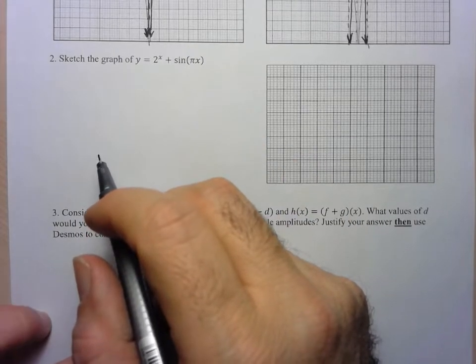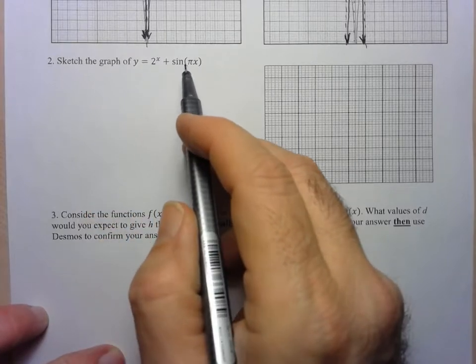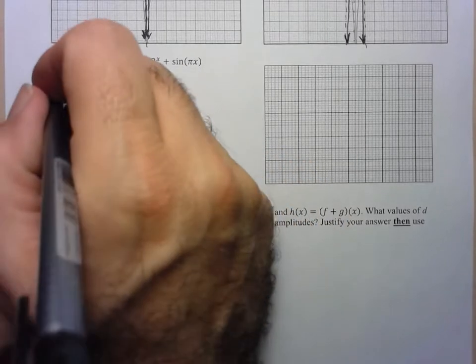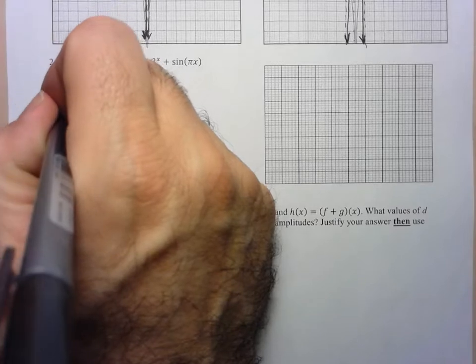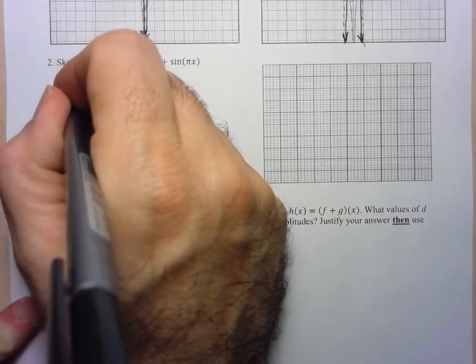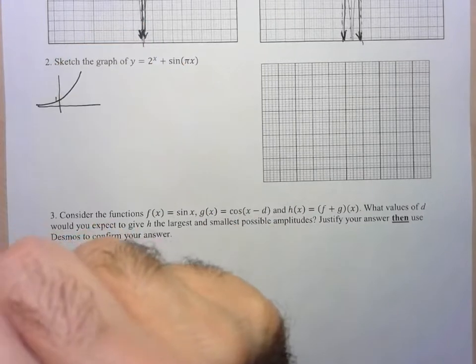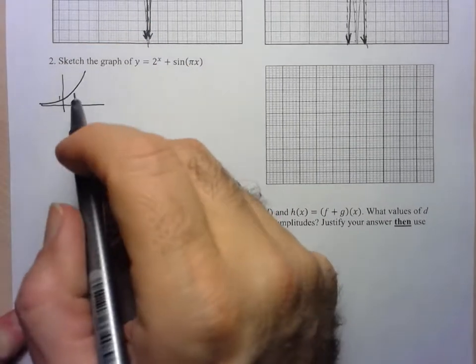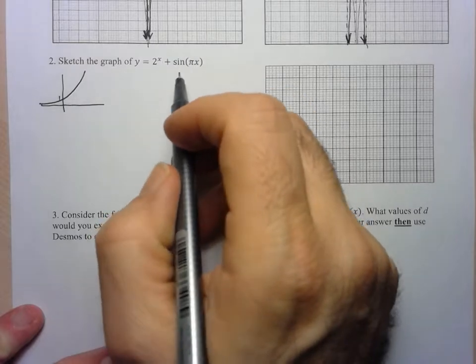All right. So here I've got an exponential and a sinusoidal. So I should think, first of all, what these functions look like individually. So if I take 2 to the x, I know 2 to the x is always positive, and it crosses at 1. And what I'm doing is adding to that sine of pi x.